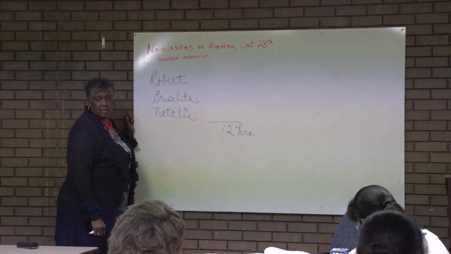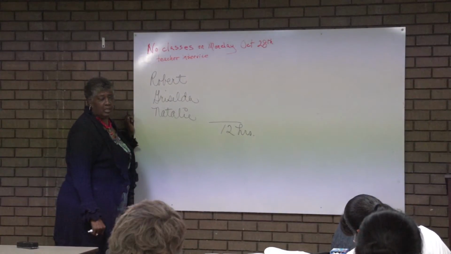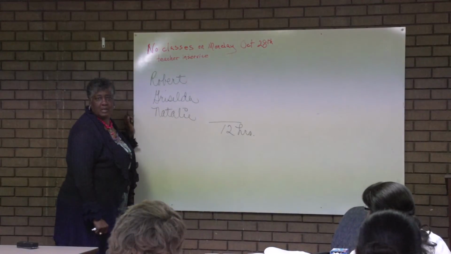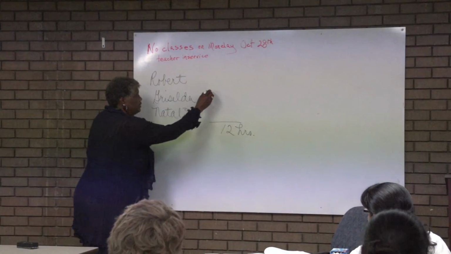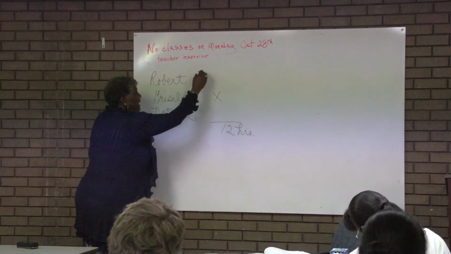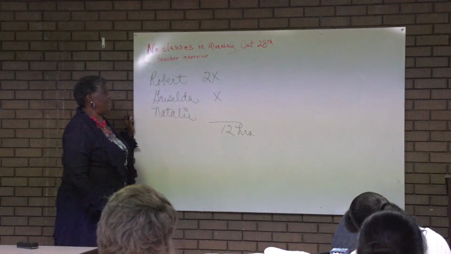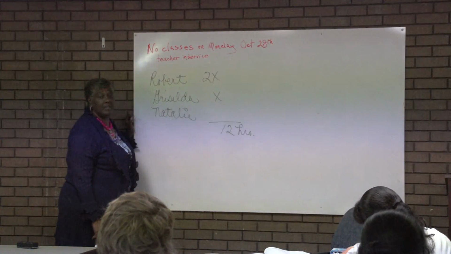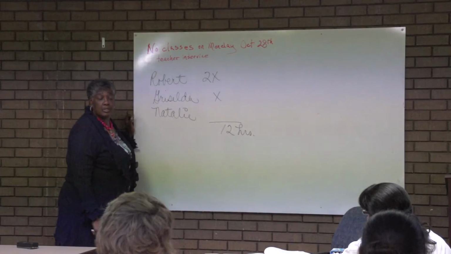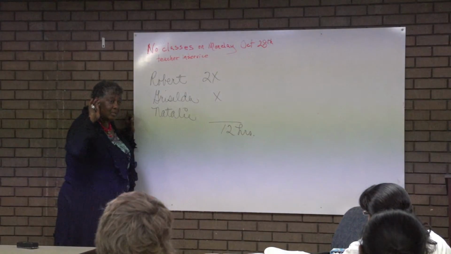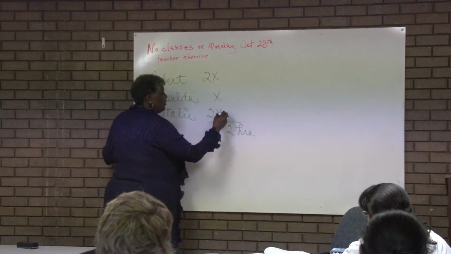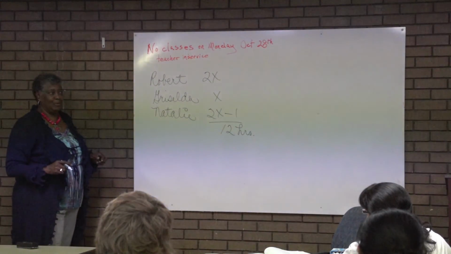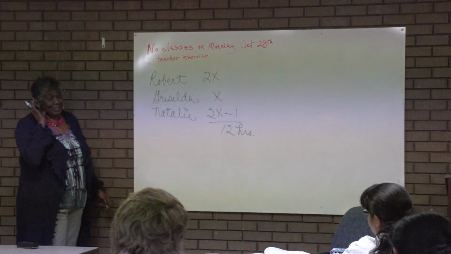Robert worked twice as many hours as Griselda. So what is Griselda? x. What is Robert? 2x. And Natalie worked 1 hour less than Robert. What is Natalie? 2x minus 1. When I don't hear you, it doesn't mean it's wrong. If somebody says something, I say, what? They won't say it again because they figure it's wrong. No, just because I didn't hear you.